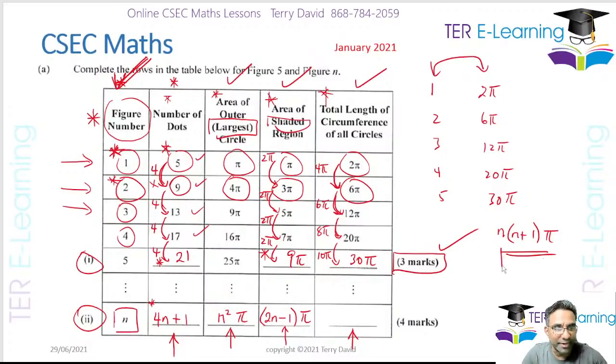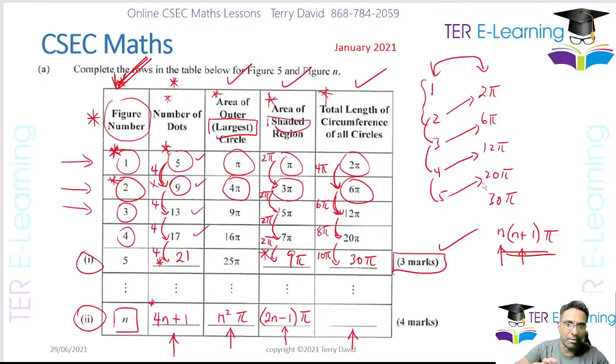So what we're saying is that figure number 1 and the figure number right after, figure 1 and figure 2: if you take these two numbers and multiply them, you get 2. These two, you get 6. These two, 12. These two, 20. So if you take your current figure number, multiply by the figure right after, and multiply by pi, you're going to get that answer. So this is n multiplied by n plus 1 multiplied by pi. So 4 marks for this.